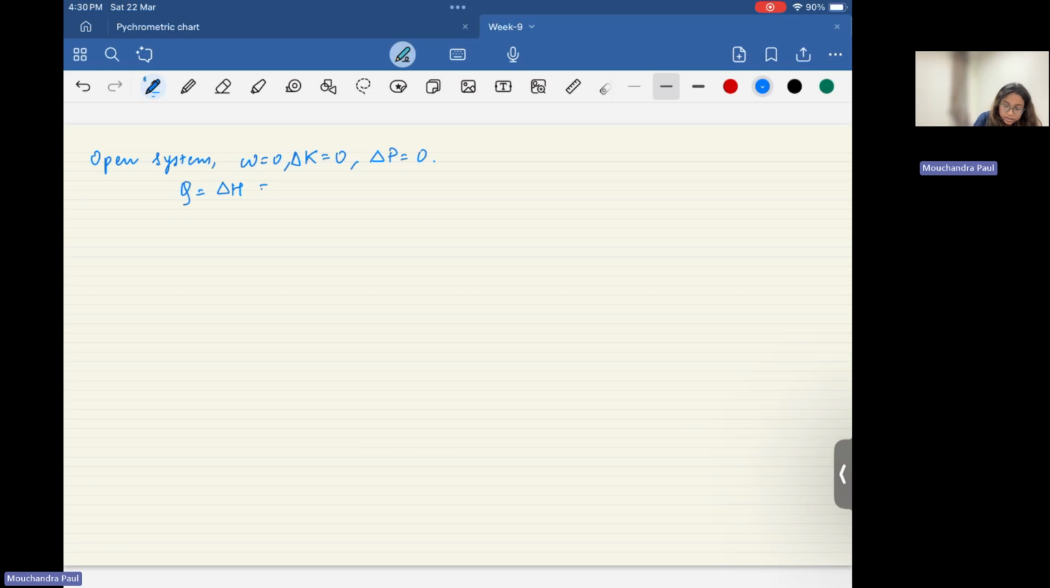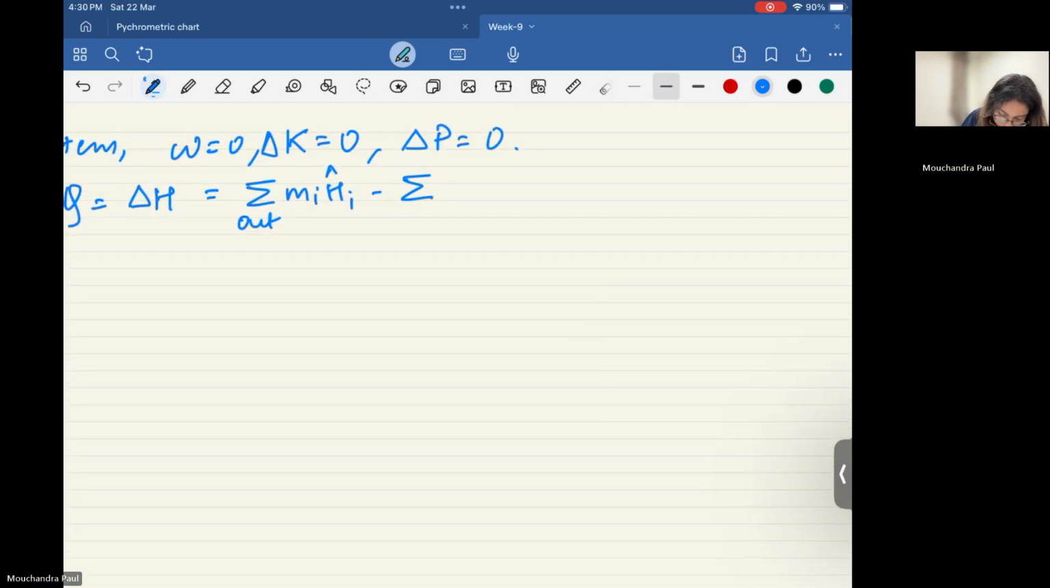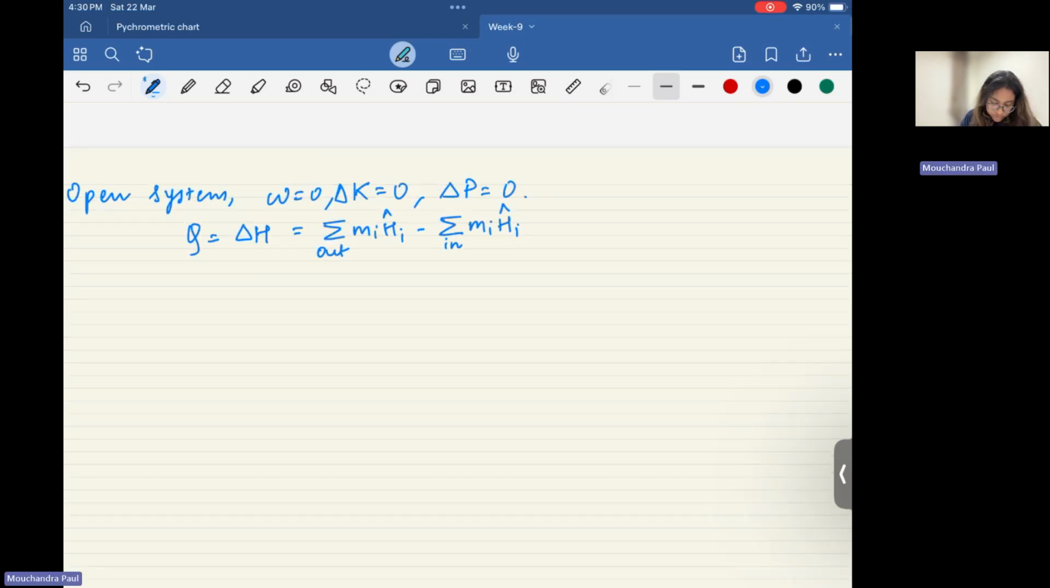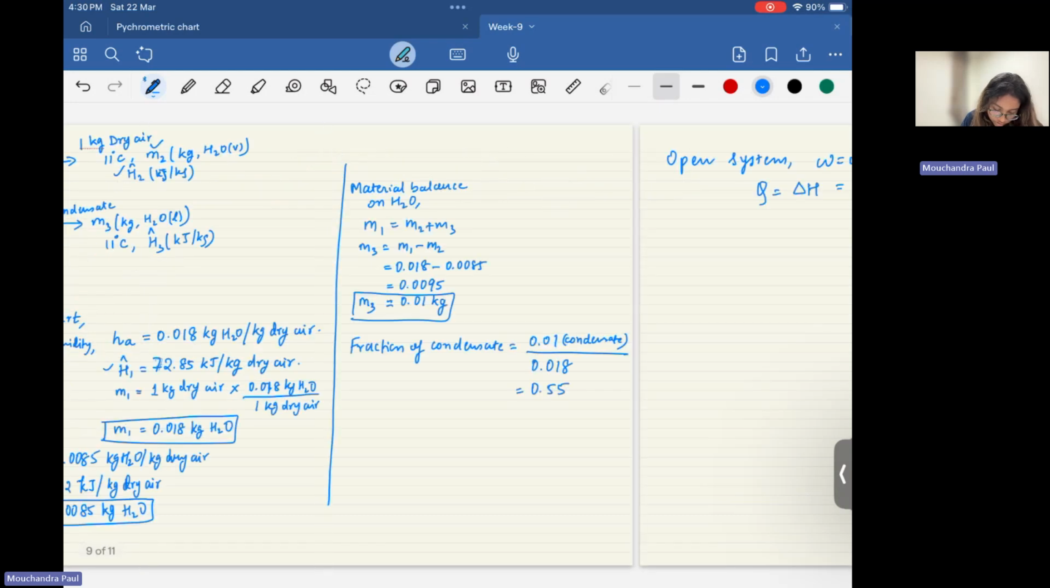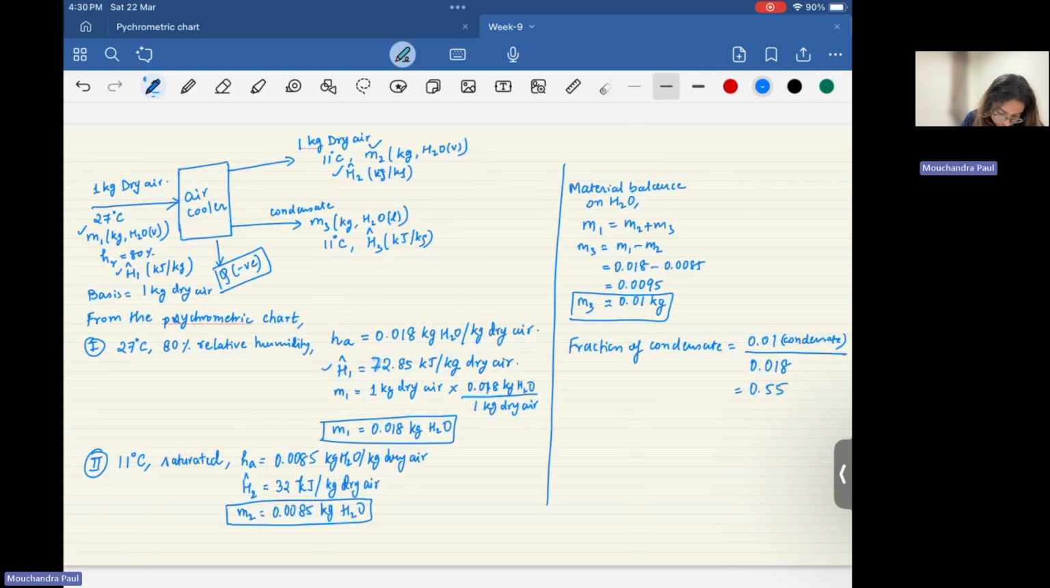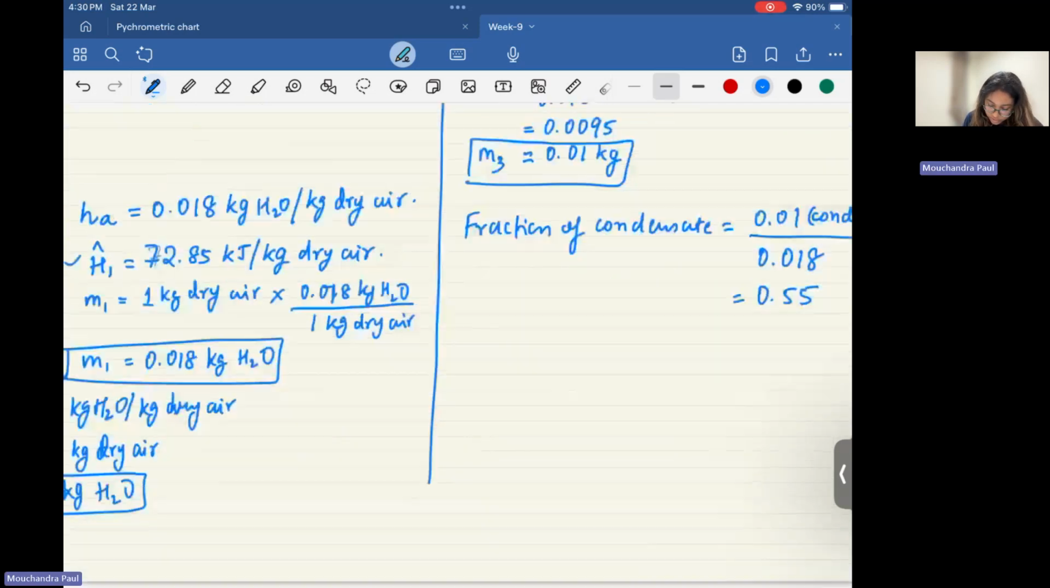And this delta H is the total enthalpy that comes out minus the total enthalpy that goes in. So when we are talking about total, we now know H1, H2, but H3 is still unknown. We have to first calculate H3. So let me do it here.